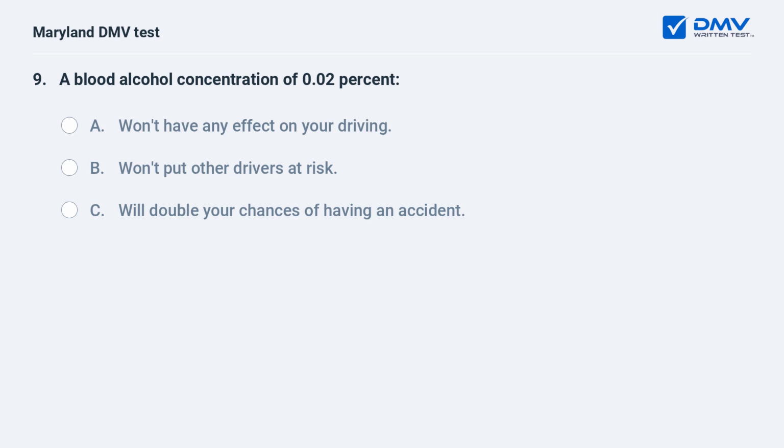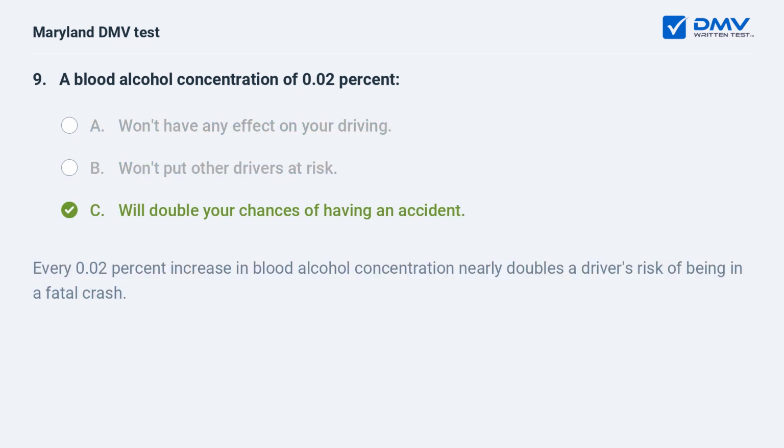A blood alcohol concentration of 0.02%, A. Won't have any effect on your driving. B. Won't put other drivers at risk. C. Will double your chances of having an accident. The answer is C. Every 0.02% increase in blood alcohol concentration nearly doubles a driver's risk of being in a fatal crash.